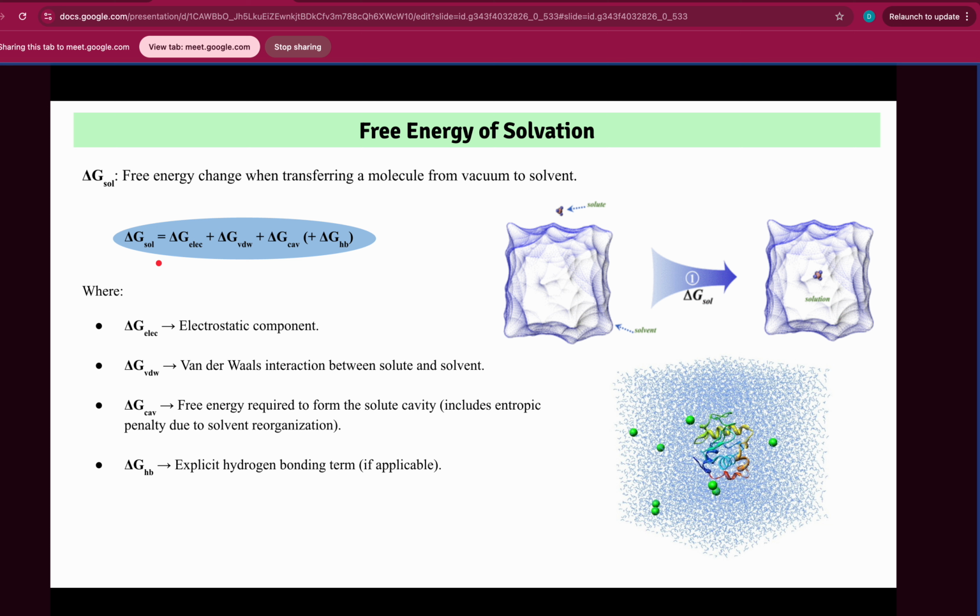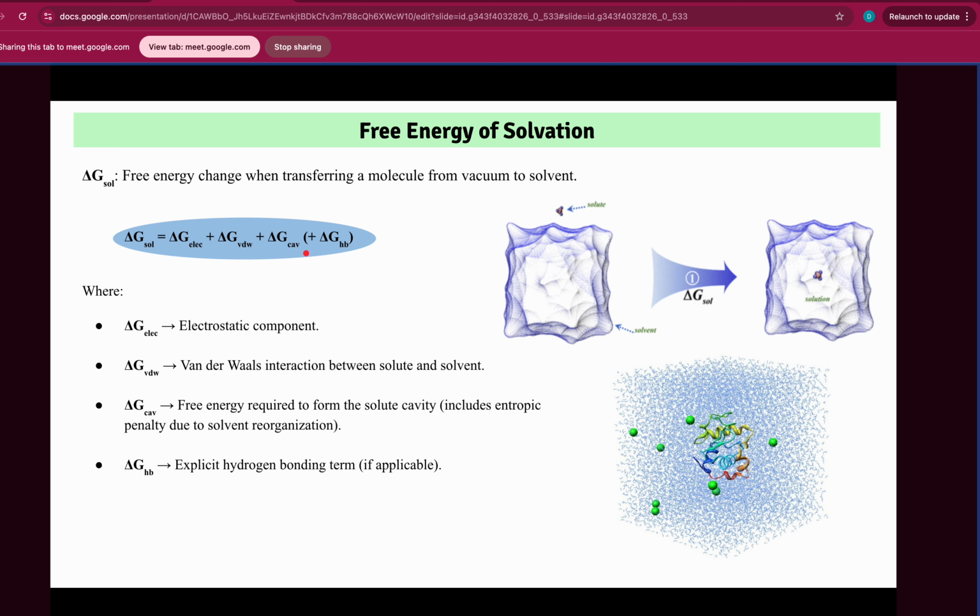This delta G solvation is a sum of delta G electrostatic component and delta G van der Waals, that is van der Waals interaction between solute and the solvent. So solute is your protein and solvent is the water molecule which you are adding. Different interactions will take place, different energy terms will come into the picture: electrostatic interactions and van der Waals interactions.